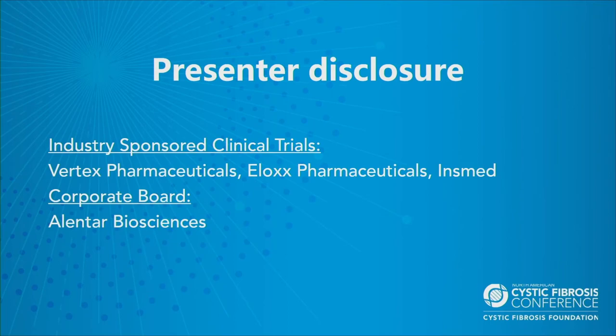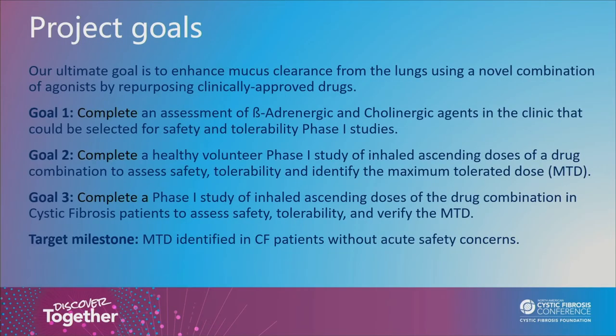So for our project, I keep showing my disclosures, we set off with three main goals, with the ultimate goal to find a therapeutic that can enhance mucus clearance irrespective of the mutation or the condition of the patient, by using a combination of agonists based on repurposing clinically approved drugs. The first goal is to complete an assessment of different adrenergic and cholinergic agents, and Namsoo is going to show some detail as to the ones that we've been more interested in because they're available in the clinic.